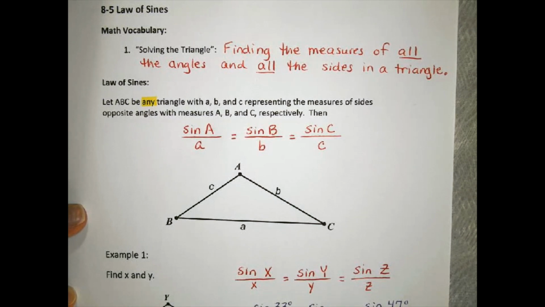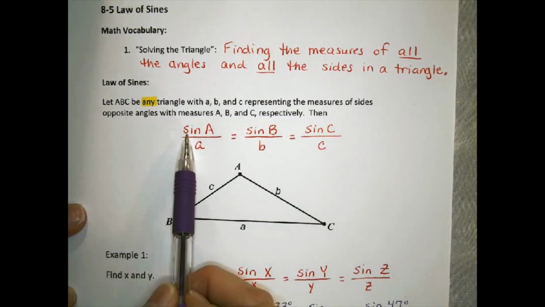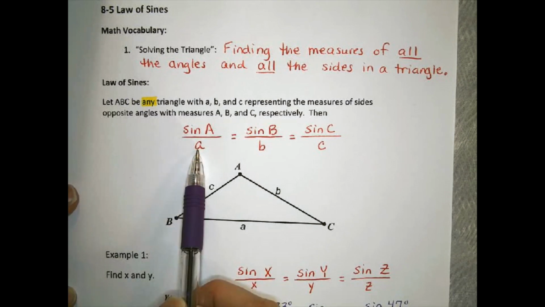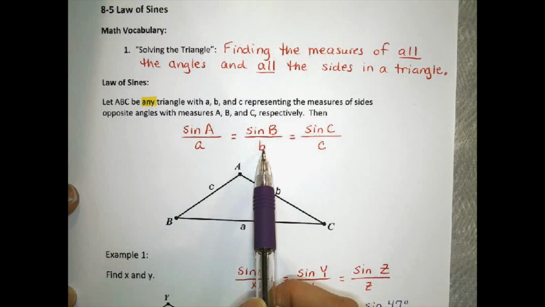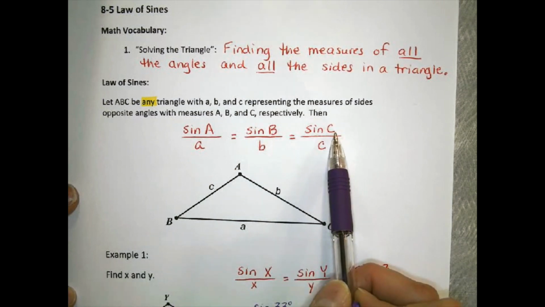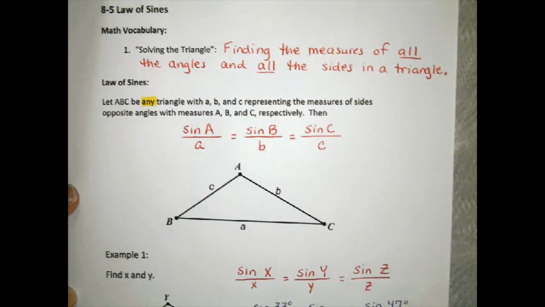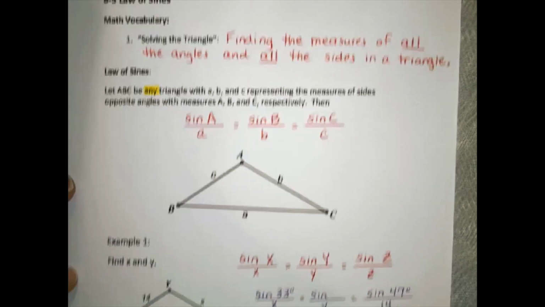What the law of sines says is the sine of angle A divided by side a will equal the sine of angle B divided by side b, which will also equal the sine of angle C divided by side c. We will do an example below to show how this is typically used.